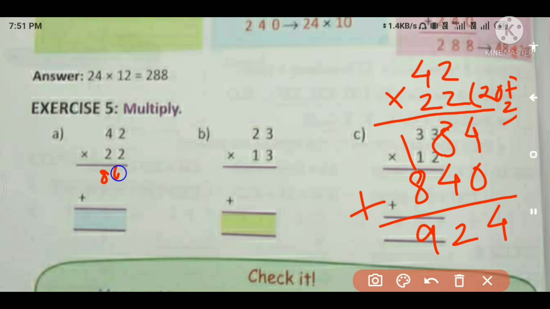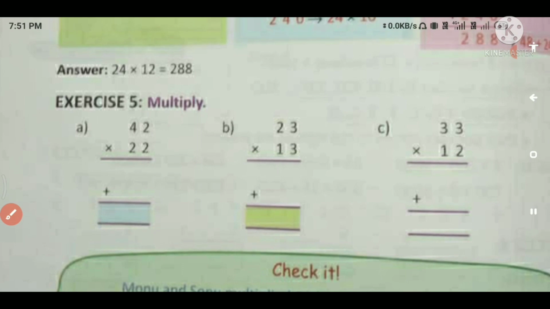So this one we can write it here. So 84, and after that we get what? 840, and our answer that we got, 924. I hope you have understood how we can multiply any 2-digit number. Okay. Okay, now let's see B part.